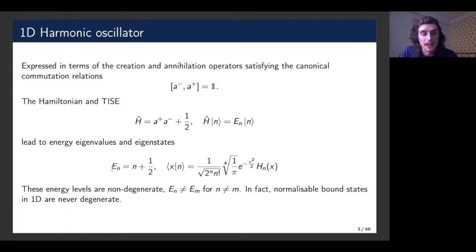And clearly these energy levels are non-degenerate. So E_n does not equal E_m for n not equal to m. And in fact, normalizable bound states in one dimension are never degenerate. So that's just a brief overview.